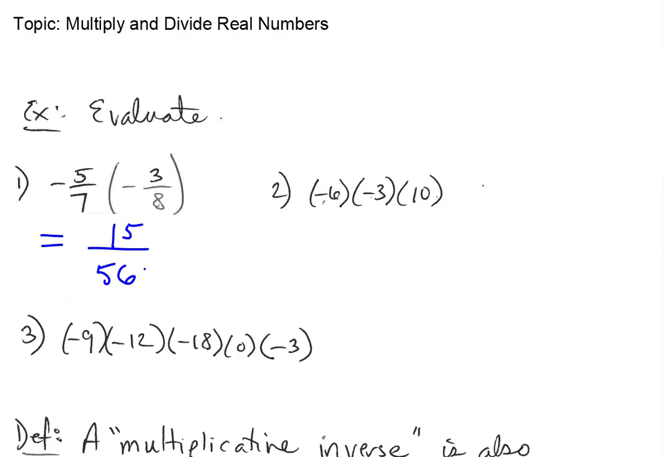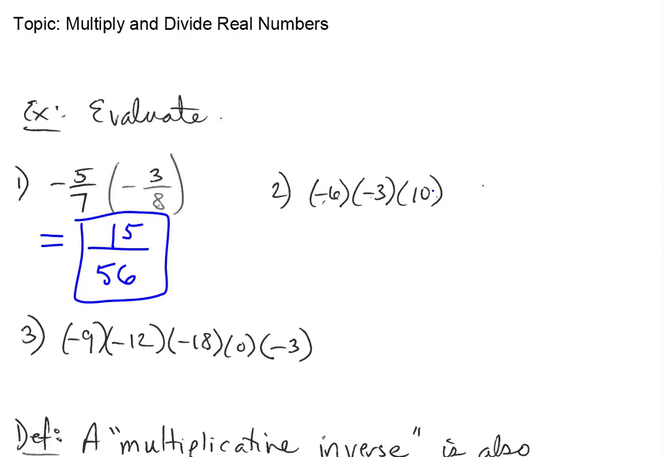Of course, we always check to see if we can reduce our answer by dividing the numerator and denominator by the same number, some kind of common factor. But it turns out in this case that there is not one, so we can stop right there as our reduced answer, 15/56. Moving on to a second example, we'll multiply -6 times -3 times +10.